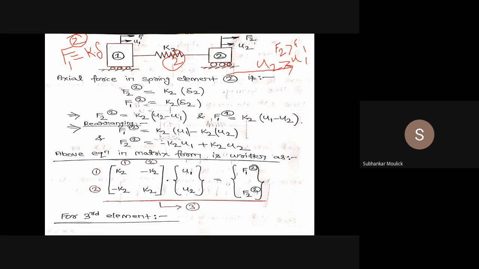Again, I can write these two equations as F2 of 2 is equal to K2 into delta 2. If I assume that forces and displacement at node 2 are greater than node 1, then this displacement delta 2 will be U2 minus U1. So I can write F2 of 2 is equal to K2 into, in place of delta 2, U2 minus U1. And you know that if you write the equilibrium equation for this element, F1 plus F2 equal to 0, or you can write F2 is equal to minus F1.